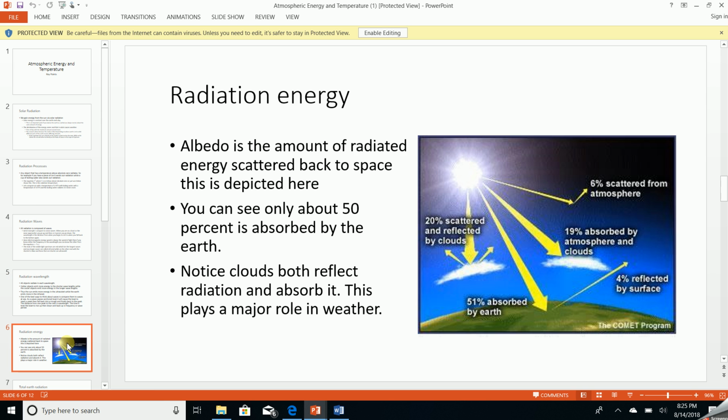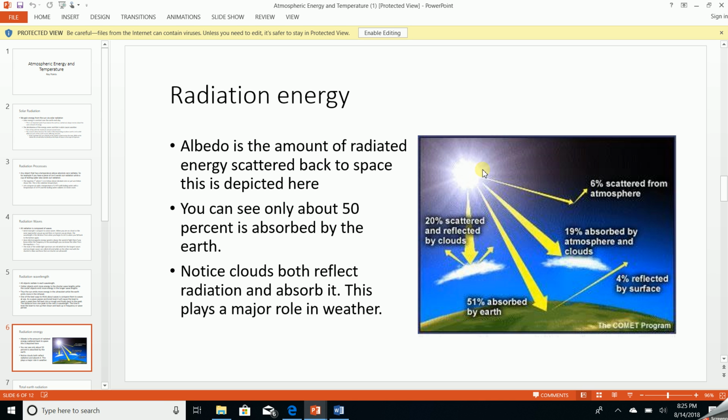So we're going to talk a little bit too, just looking at radiation coming in from the sun. You'll see clouds scatter it back, but clouds also absorb it and radiate it back down to the ground. So clouds do two things with the radiation. They can bounce it back, or they can grab it, store it, and send it back towards Earth.